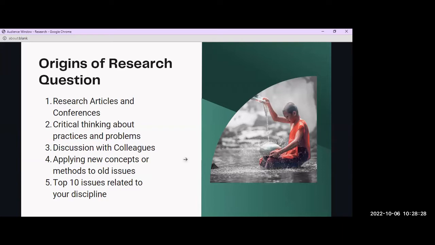So where is that coming from? It can be coming from research articles and conferences. When you are reading articles, there are some things na somewhat not thoroughly explained, and there are some recommendations of that particular research which will become an origin of that research question of yours. There are things that you can observe that there is a significant relationship, and you want further explanation why there is a relationship in that particular variable. So based on that critical thinking, it will lead you to another idea of conducting another research.